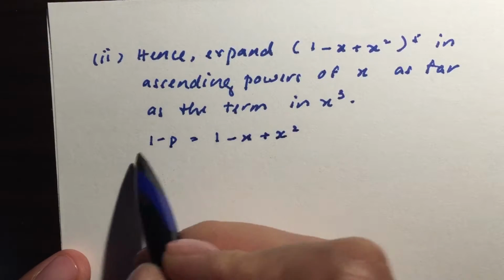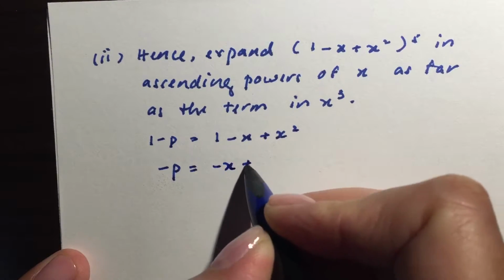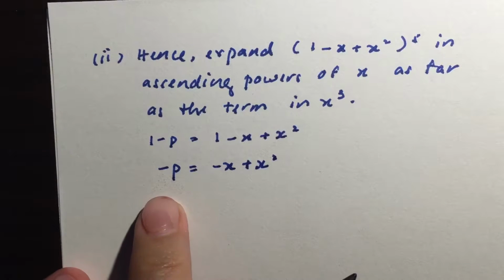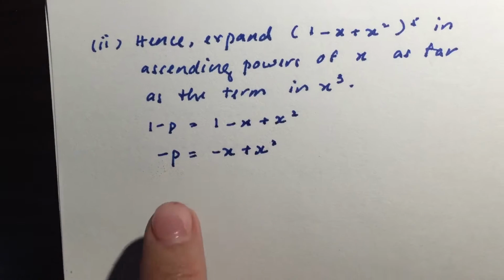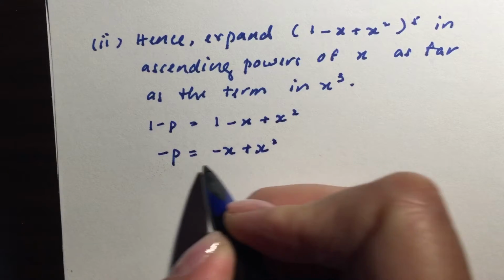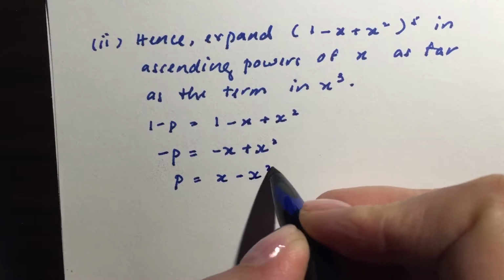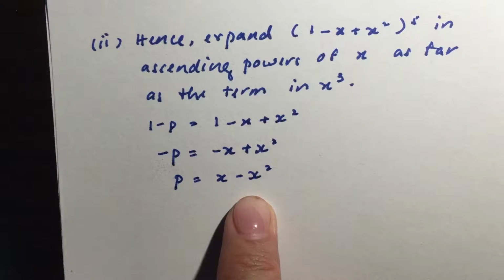Now we are trying to make p the subject here. So 1 and 1 will cancel off each other, so we have minus p equals to minus x plus x squared. So this is a negative p. We want to make p the subject because we want to use that to substitute. So I multiply everything by negative, so I have p equals to x minus x squared. This is going to be my substitution.